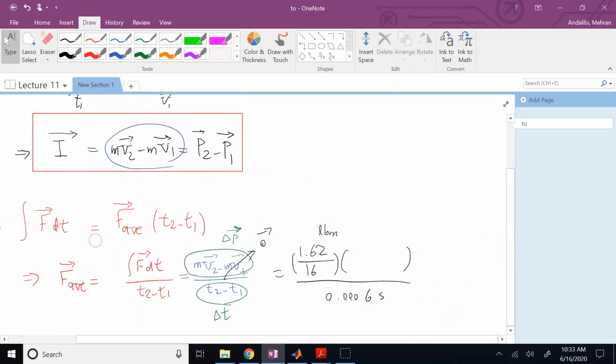Okay. And if you want to stick to the standard units, then we have to also convert this into feet per second, right? The velocity. So now how do I calculate that?